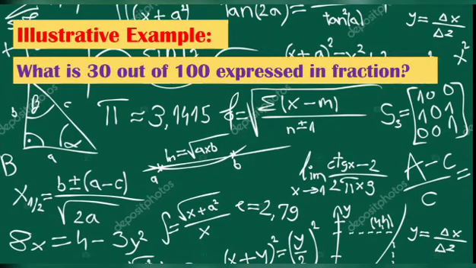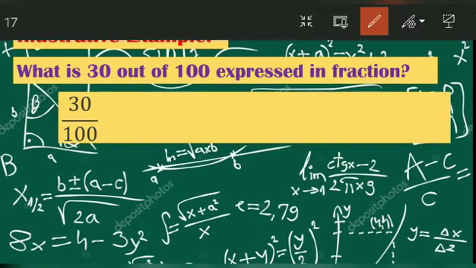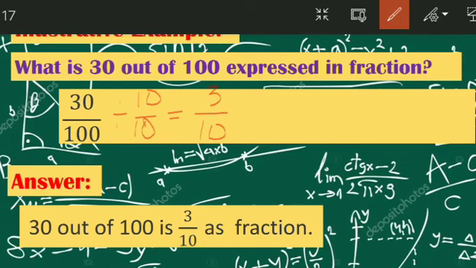Illustrative example. What is 30 out of 100 expressed in fraction? So, 30 all over 100. So, anong mapapansin natin dun sa given? So, 30 over 100, meron siyang GCF. So, we can divide them by 10. So, 30 divided by 10 is equal to 3. 100 divided by 10 is equal to 10. So, 30 over 100 is equal to 3 tenths. So, our answer, 30 out of 100 is 3 over 10 as fraction.